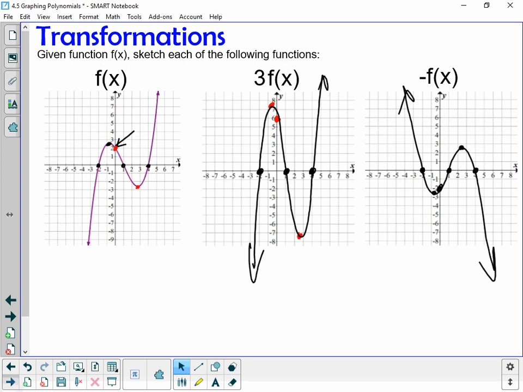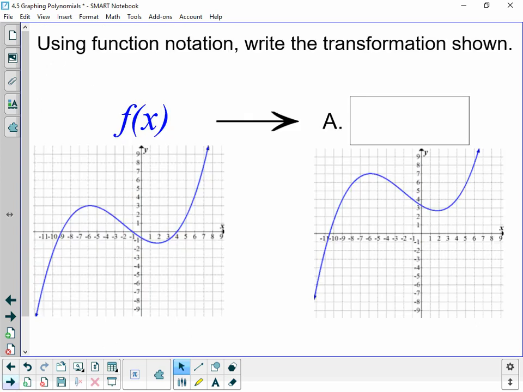So now we're going to try to write a couple of the function transformations. So here's our original function f of x. Now we are going to be comparing to this same f of x function each time and trying to decide how we think it changed.